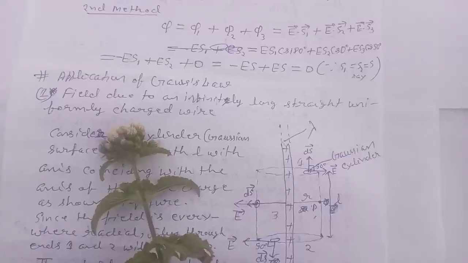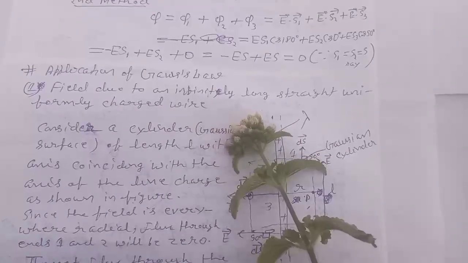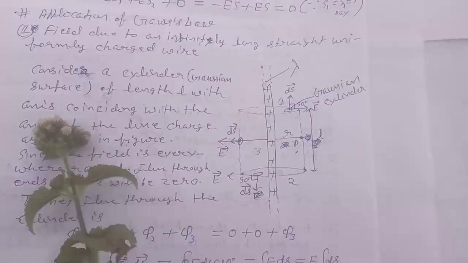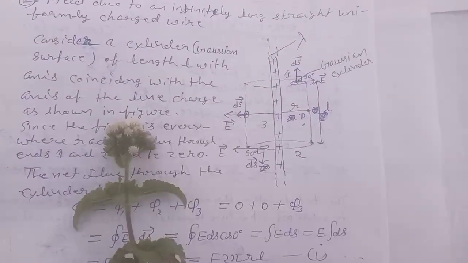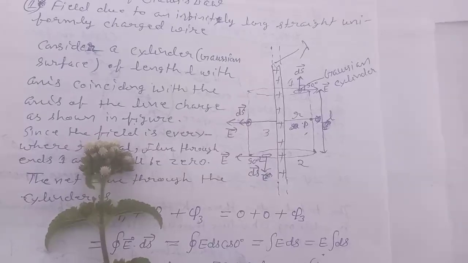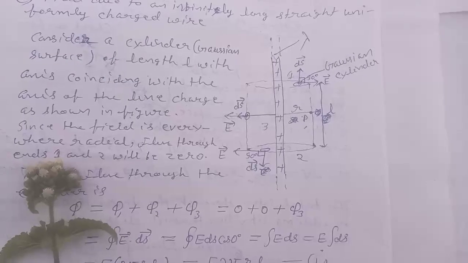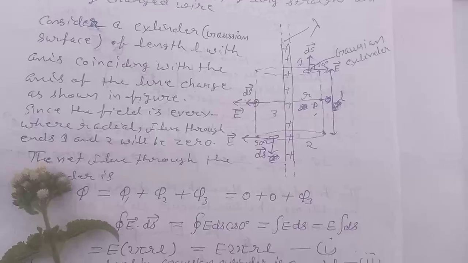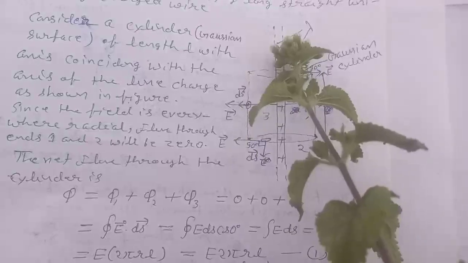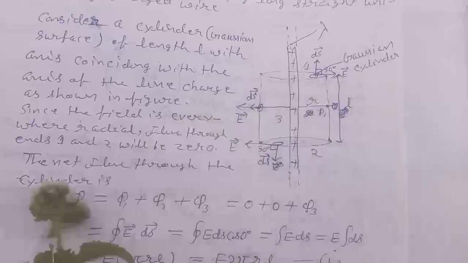Application of Gauss's law. Field due to an infinitely long straight uniformly charged wire. Consider a cylindrical Gaussian surface of length L with its axis coinciding with the axis of the line charge as shown in the figure. Since the field is everywhere radial, the flux through ends 1 and 2 will be 0. End 1 means this end and end 2 this end, and the only flux will be through the curved surface.